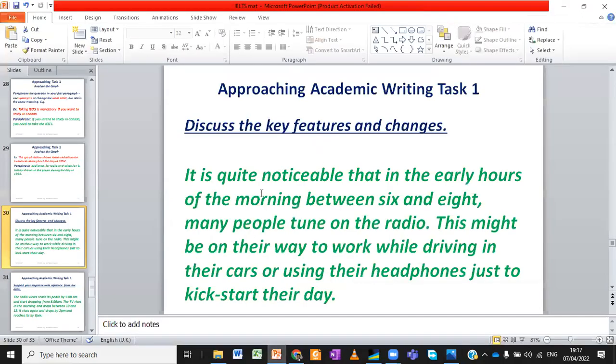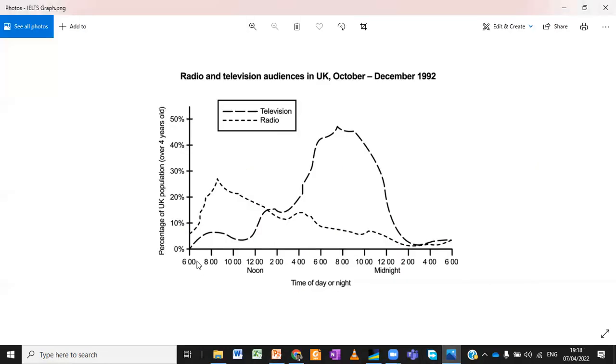Now, let's look at what I just did. It is quite noticeable that in the early hours of the morning, between 6 and 8, many people tune on the radio, as you can see here, between 6 and 8, right? I should have said 9, because this is around 9. Many people, about how many percentage, please?